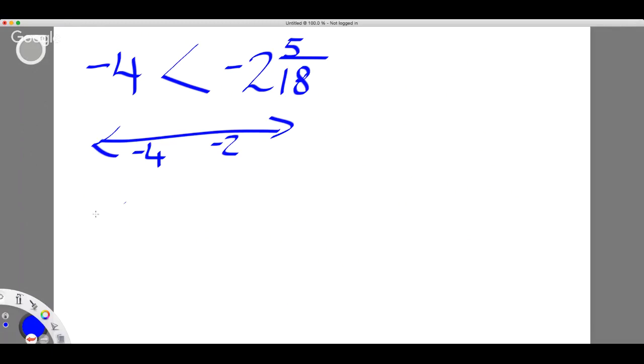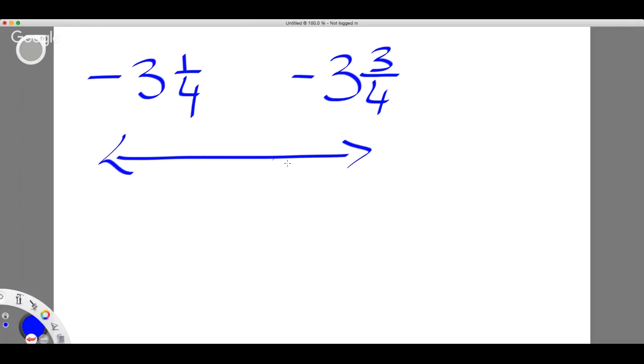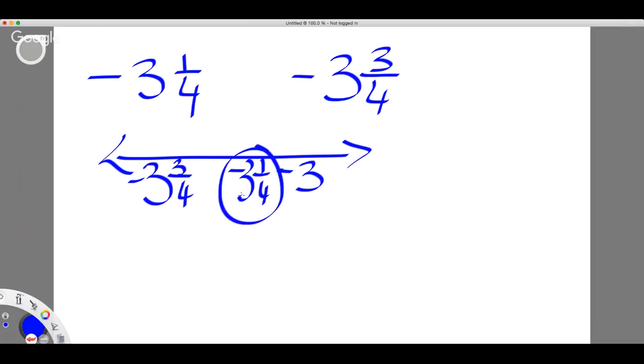So B says negative 3 and 1/4, negative 3 and 3/4. So here we have negative 3, then comes negative 3 and 1/4, then all the way over here, negative 3 and 3/4. So obviously this one is bigger because it's closer to negative 3, right? Closer to 0. So we're going to say that it's greater than the second.